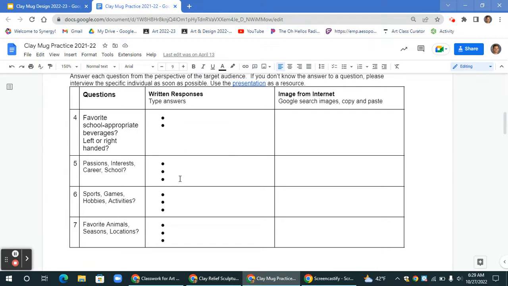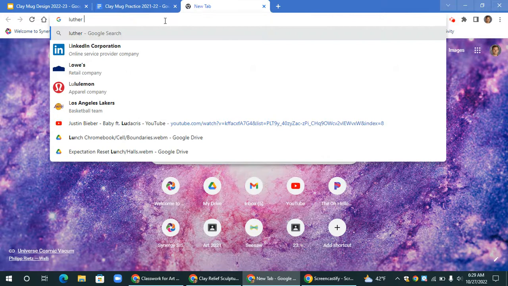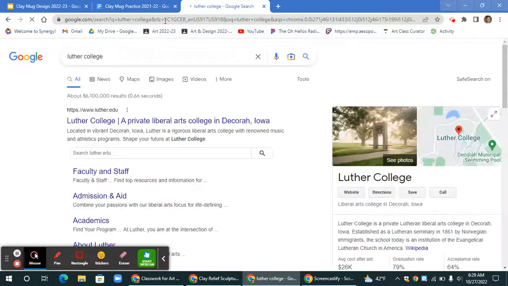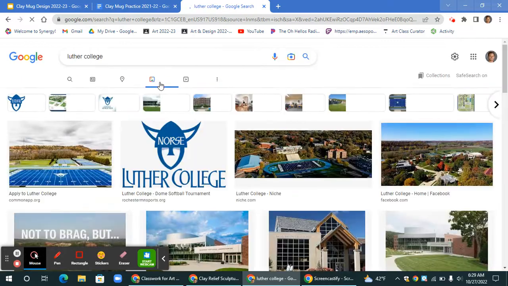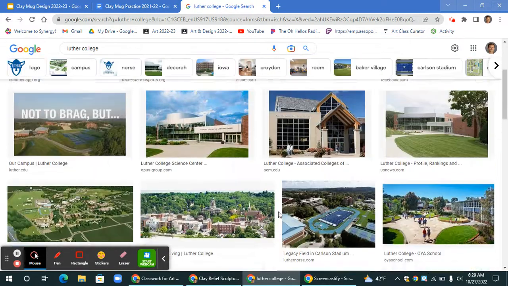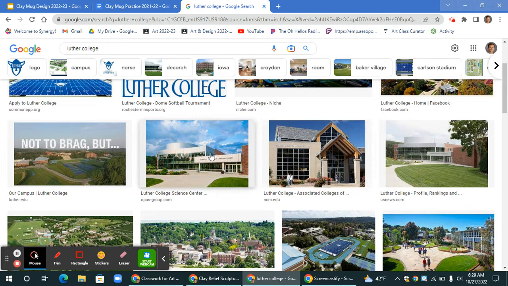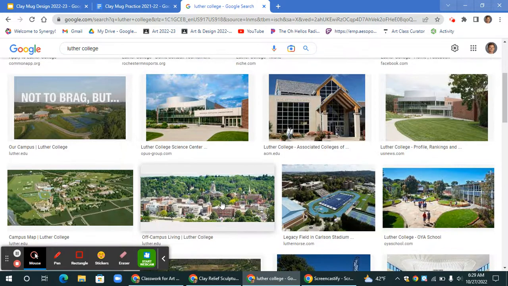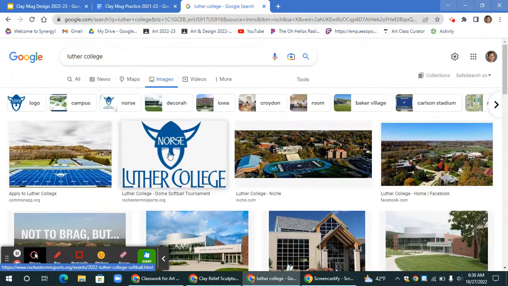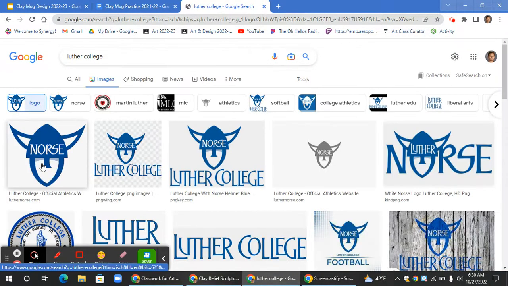Now, once you have these written responses down, then you're going to Google search different images that represent that. So let's say the person you are doing your mug for attended a certain college, and let's say that was Luther College. If I type in Luther College and then go to images, I'm going to see a lot of pictures of Luther College. This picture and this picture might be kind of hard to use as a reference for your mug. Instead, we might want the logo.